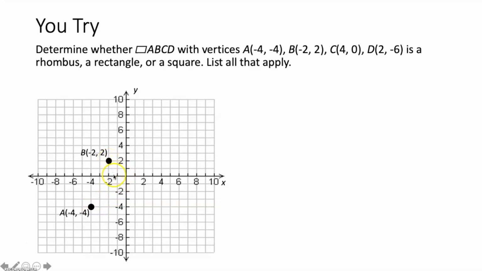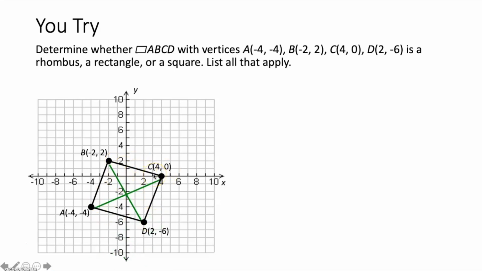Point C is at 4, comma 0. We go over 4 on the x-axis, up or down 0, put point C. And then D is at 2, comma -6. We go over 2 on the x-axis, down -6 on the y-axis, put point D. There is parallelogram ABCD. That's looking pretty squarey to me.